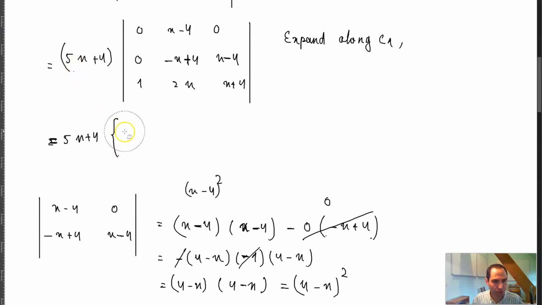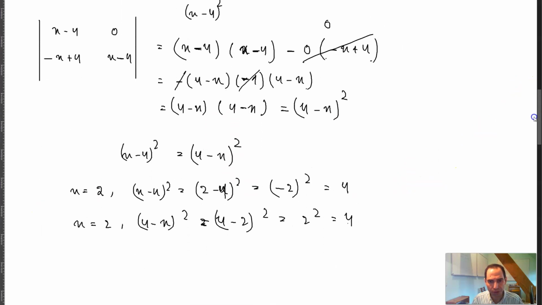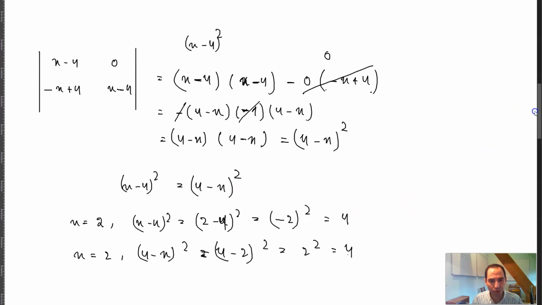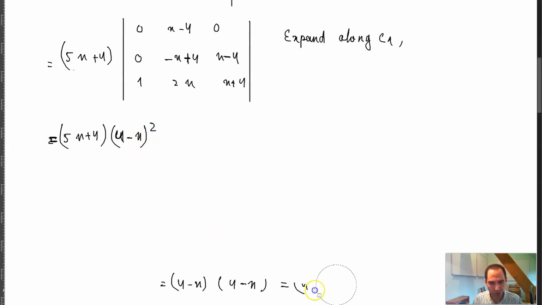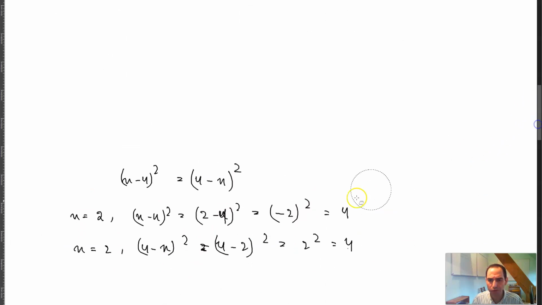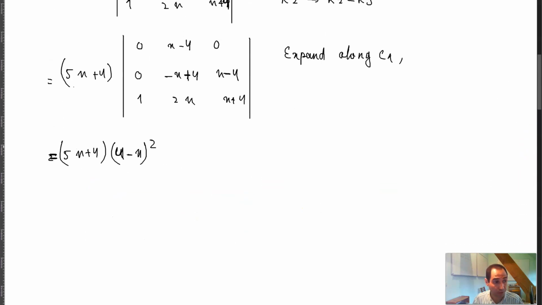And therefore, you can write this whole thing as basically 4 minus, instead of x minus 4, you can write 4 minus x whole squared, right? And that is basically equal to your RHS.